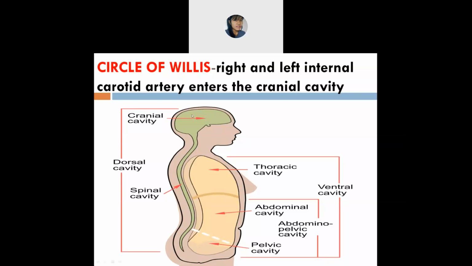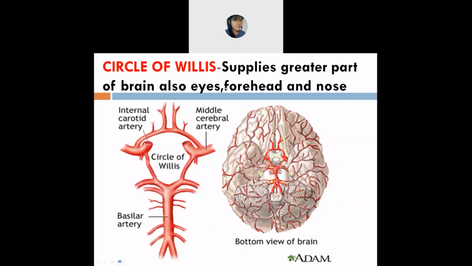Excuse me. So the right and the left internal carotid arteries, in this portion of the carotid artery, they will enter inside the cranial cavity. So this is the cranial cavity. They supply the greater part of the brain. So this area, this is the cranial cavity, it supplies the greater part of the brain.